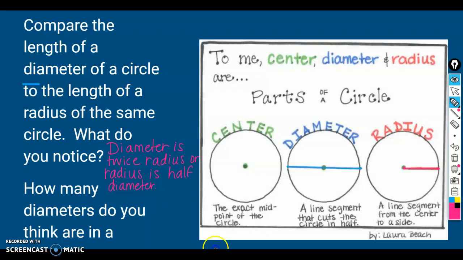Now the second question asks us, how many diameters do you think are in a circle? The answer is infinitely many. There are infinitely many diameters on a circle because there are infinitely many points on the circle. So you can draw infinitely many line segments connecting 2 points on the circle going through the center.